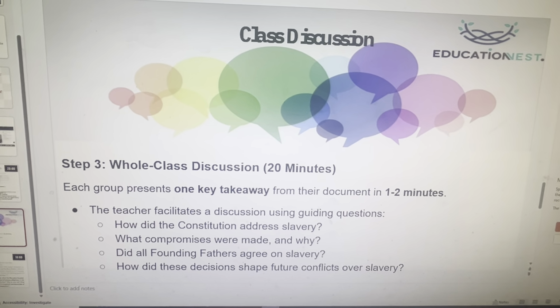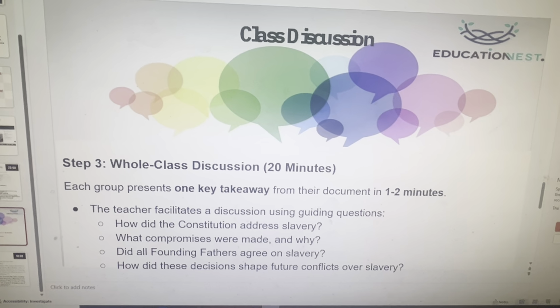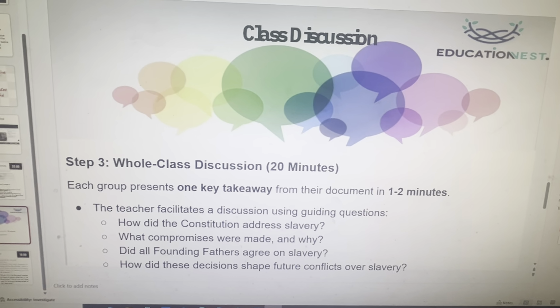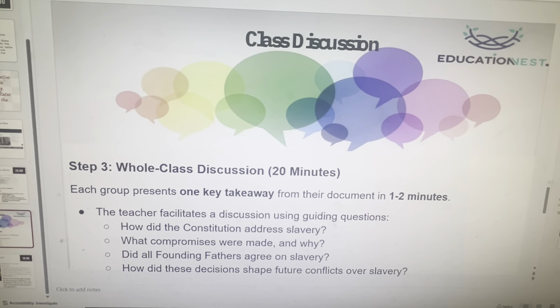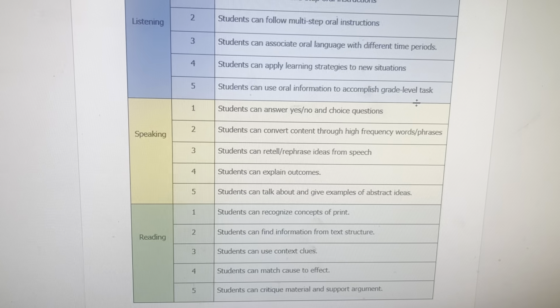How did the Constitution address slavery? What compromises were made and why? Did all the founding fathers agree on slavery? And how did these decisions shape future conflicts over slavery?